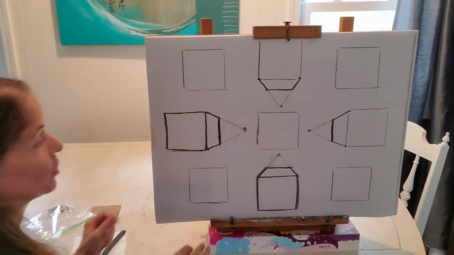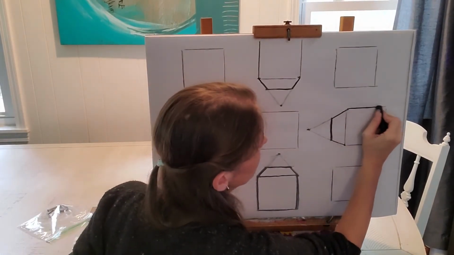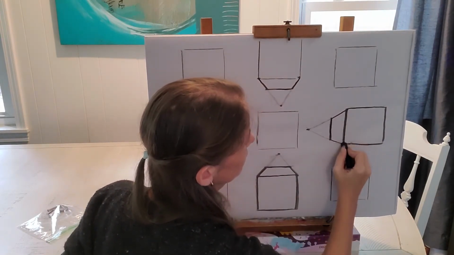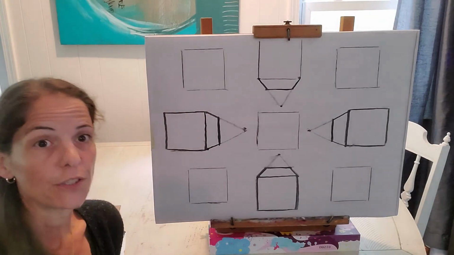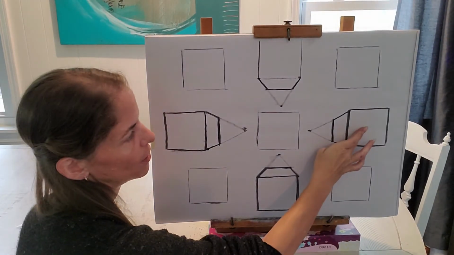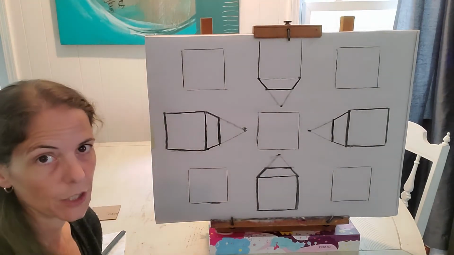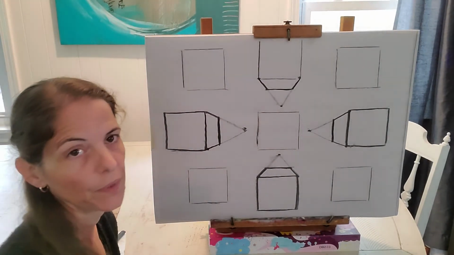Okay, I'm going to darken the front of this just so you can see a little better. Okay, so then this one, same thing. We see the front of the box, part of the side of the box, and it recedes to the one vanishing point, 1 point of perspective.